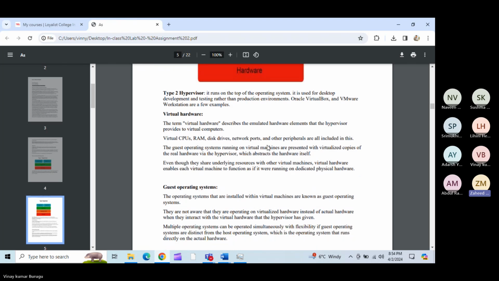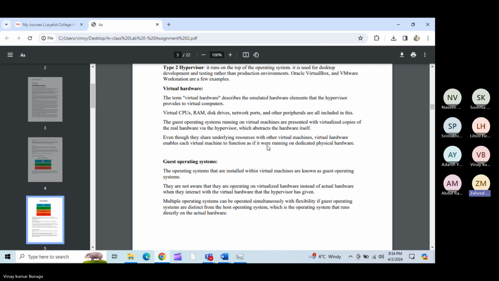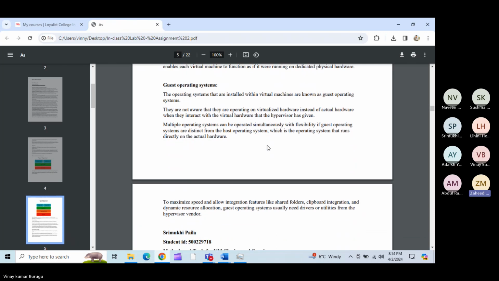Then next, virtual hardware. The term virtual hardware describes emulated hardware elements that the hypervisor provides to the virtual machines. Virtual CPUs, virtual RAM, disk drives, network ports, and other peripherals are included in this. The guest operating system running on the virtual machine is presented with virtualized copies of real hardware via the hypervisor.